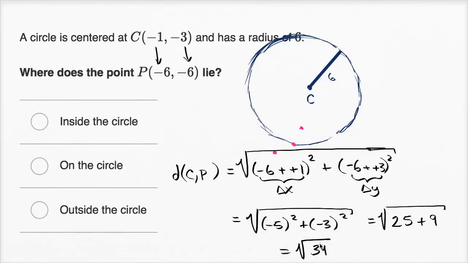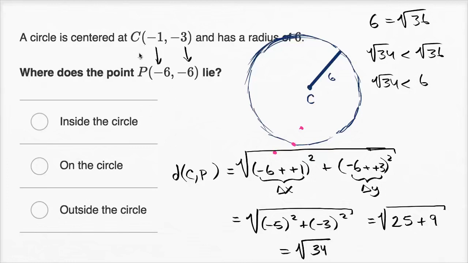Now, the key is: is the square root of 34 less than 6, greater than 6, or equal to 6? Well, we know that 6 is equal to the square root of 36. So the square root of 34 is less than the square root of 36. And so the square root of 34 is less than 6. Since the distance between C and P is less than 6, we are going to be on the inside of the circle. If I somehow got square root of 36 here, then we'd be on the circle. And if I somehow got square root of 37 here, or something larger, we would have been outside the circle.